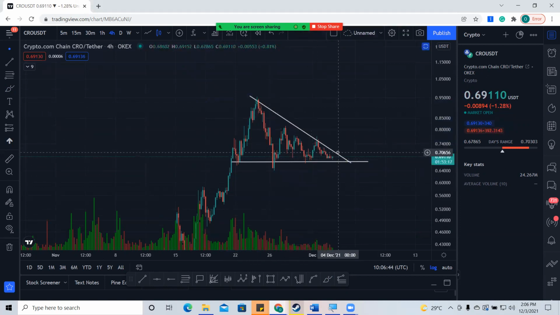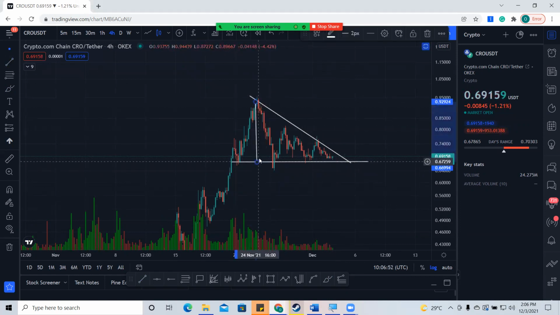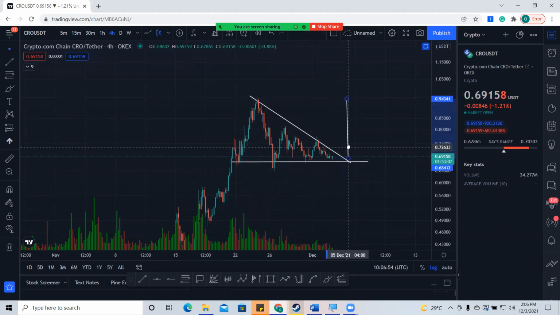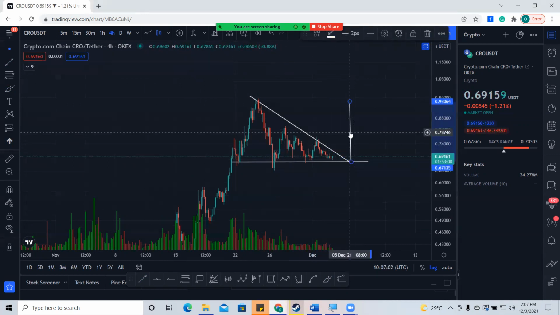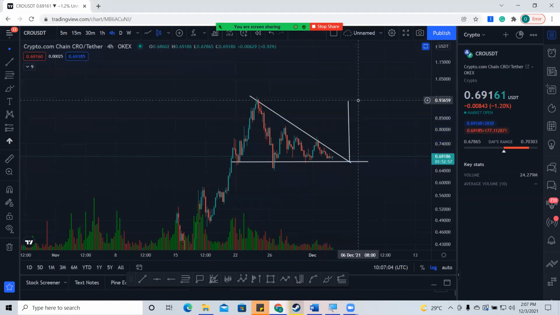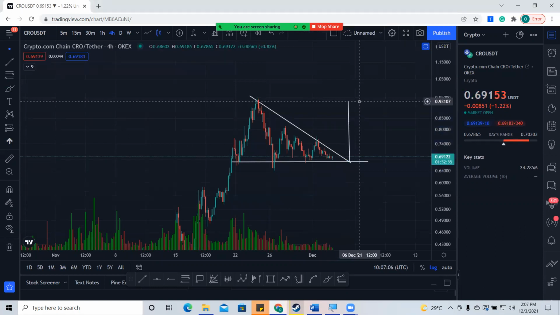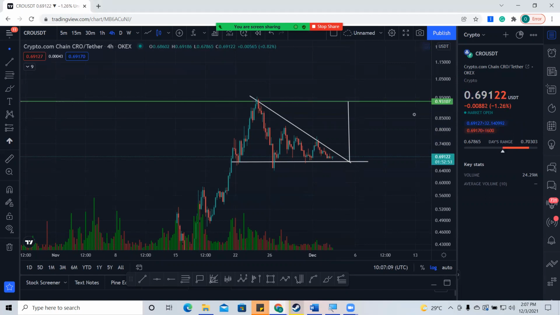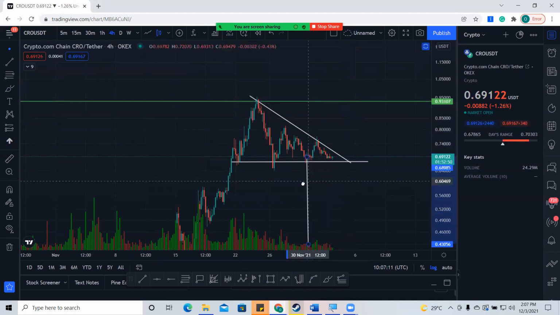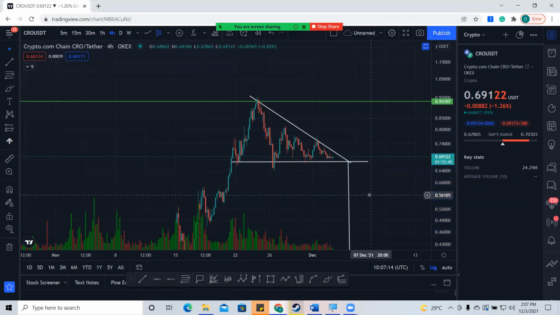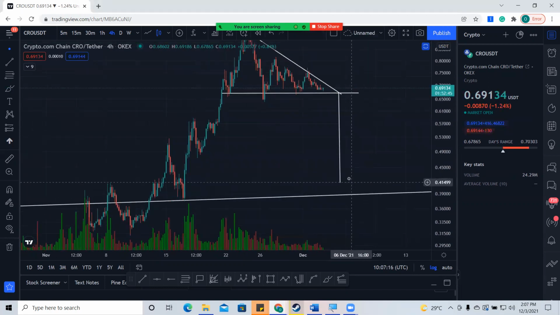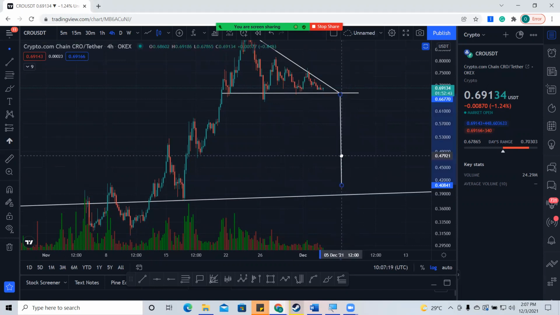It depends if it breaks this resistance to the upside or this support to the downside. The technical targets are from the top to the bottom, and you judge it by wherever the breakout is. From here, let's get to the apex and just measure the move. If it's to the upside, this is the technical target, and if it's to the downside, I have a technical target right over here, wherever it is.